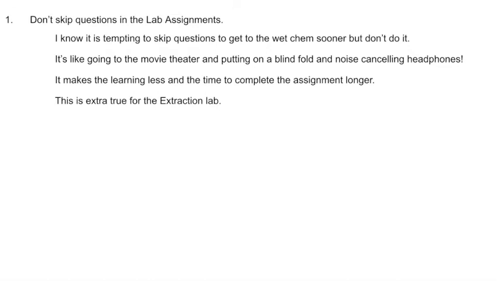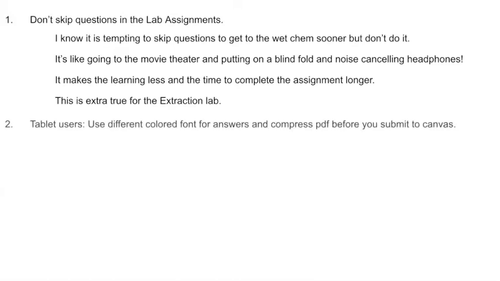So this is extra true for the extraction lab. I want all of you, whenever you do extractions in lab, to be drawing out the extraction diagram as you go. And then tablet users, can you do me a favor? There's just a few of you who don't do this. Can you answer in a different colored font than the question? So if my question's in black, can you answer in red or something? Then when I'm grading it, it helps me get through a lot quicker.